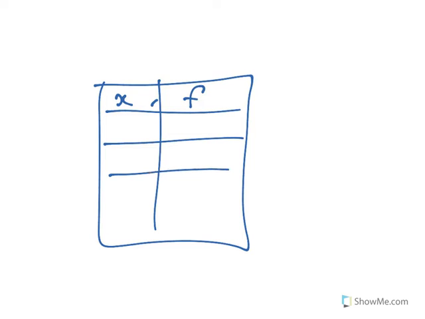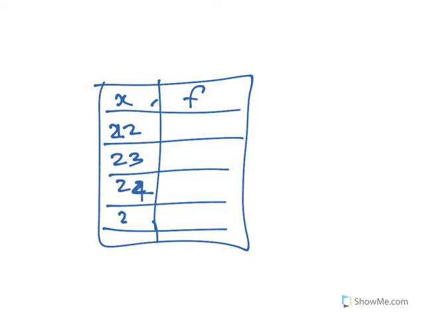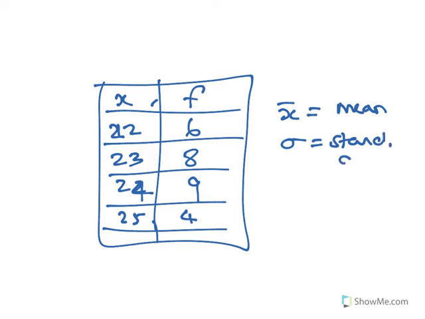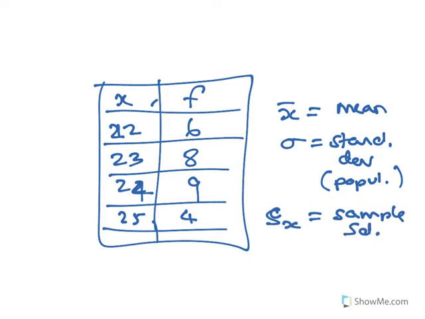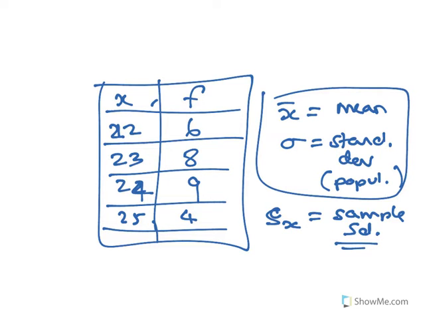There you got X for score and F for frequency. So let's go 22, 23, 24, 25, 6, 8, 9, and 4. So you could do this along with me. That symbol there is the mean. That symbol there is the standard deviation, and it's for the entire population. The sample standard deviation on your calculator looks like that, but don't use that unless stated. These are the two that you'll be using mainly.